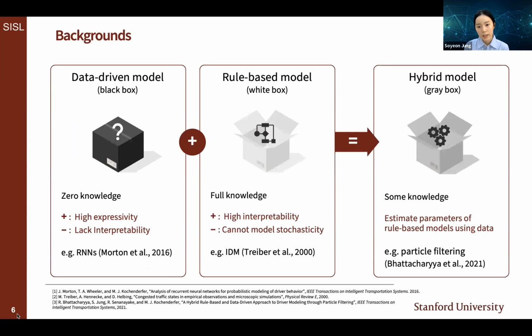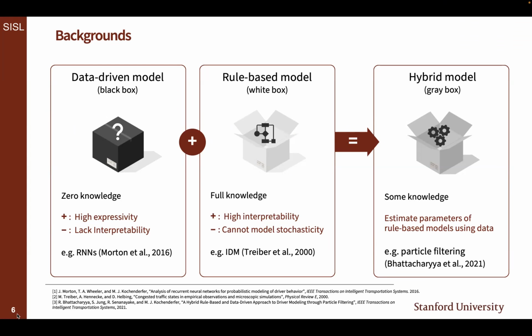For the successful integration of autonomous vehicles into existing roadways, modeling human driver behavior plays an important role. Recently, data-driven models have gained attention. They are also called black box models because they have zero knowledge on the underlying logic or the internal structure, while being highly expressive, meaning that they can learn the complex behavior from data. These models are less interpretable.